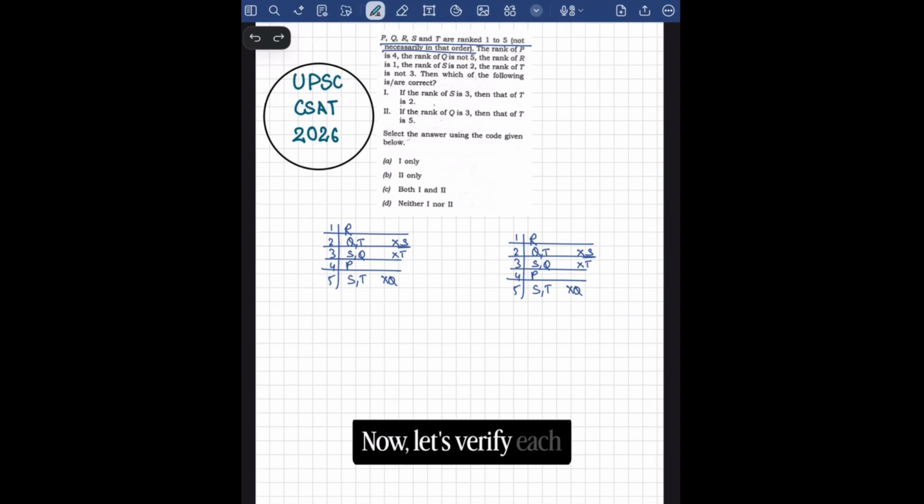Now let's verify each statement separately. The first statement goes like this. If the rank of S is 3, then that of T is 2. So in the first table, let's put S in the third position. So we'll remove Q. If we remove Q from the third position, we see that Q occupies the second position and T occupies the fifth position. So first statement is wrong, since if the rank of S is 3, the rank of T is 5.